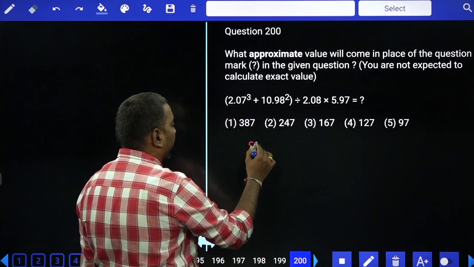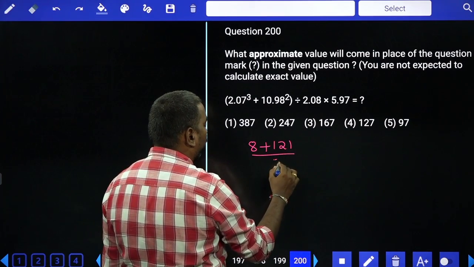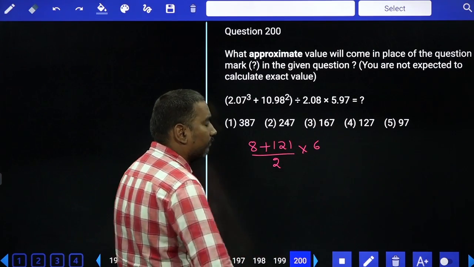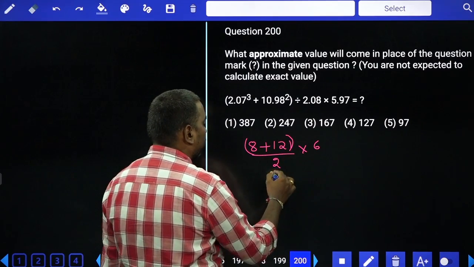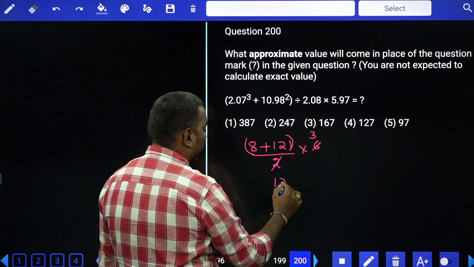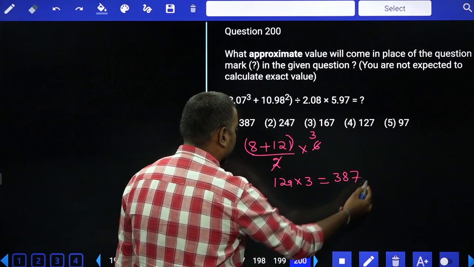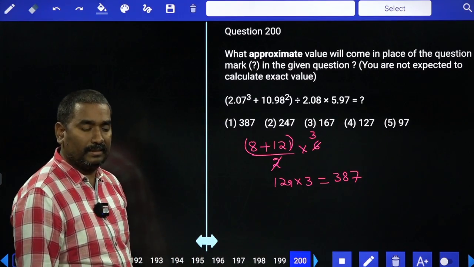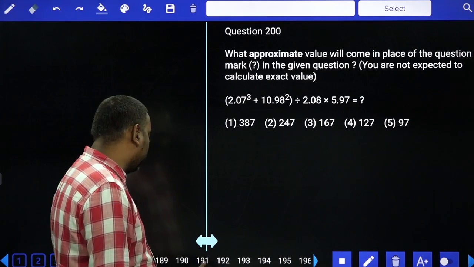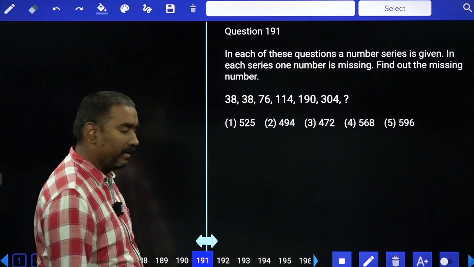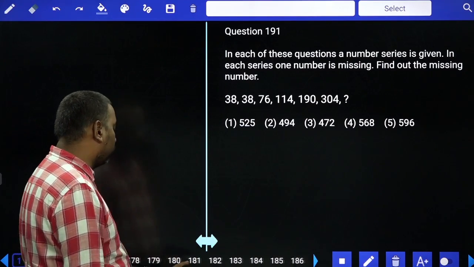2 cube 8, 11 square 121, divided by 2 into 6. 121 plus 8 means 129, 2 3 times. So 129 into 3 means 387 will be the answer. First option will be the answer. So these 5 approximation questions we can easily solve. And next, number series, 5 missing number series questions, the reasoning faculty may explain those. And in the next order we can go to the single items right now.